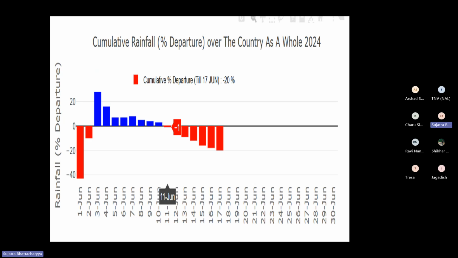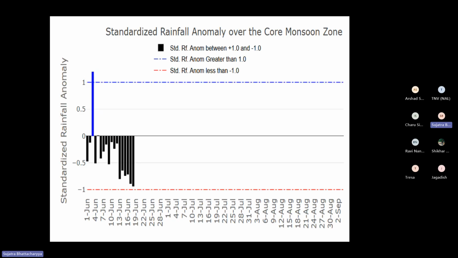Okay, so you can see that the last one week has been terrible. India as a whole has continuously not been getting good rainfall. And if you look at the core monsoon zone as defined by IMD, it is even more severe. This is one standard deviation shown here. It's really terrible. And what's interesting is, according to IMD, as you will see in the next slide, it is going to recover. But other centers don't agree. So this is going to be an interesting issue.